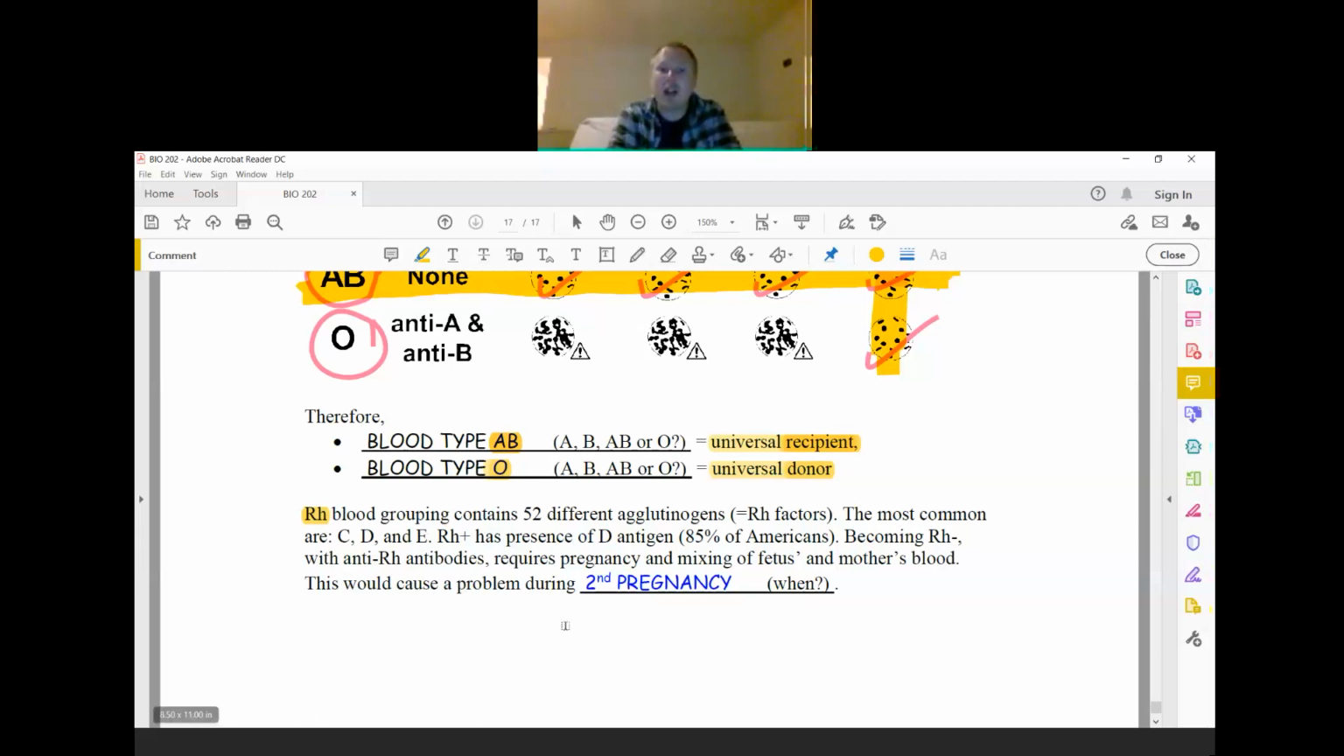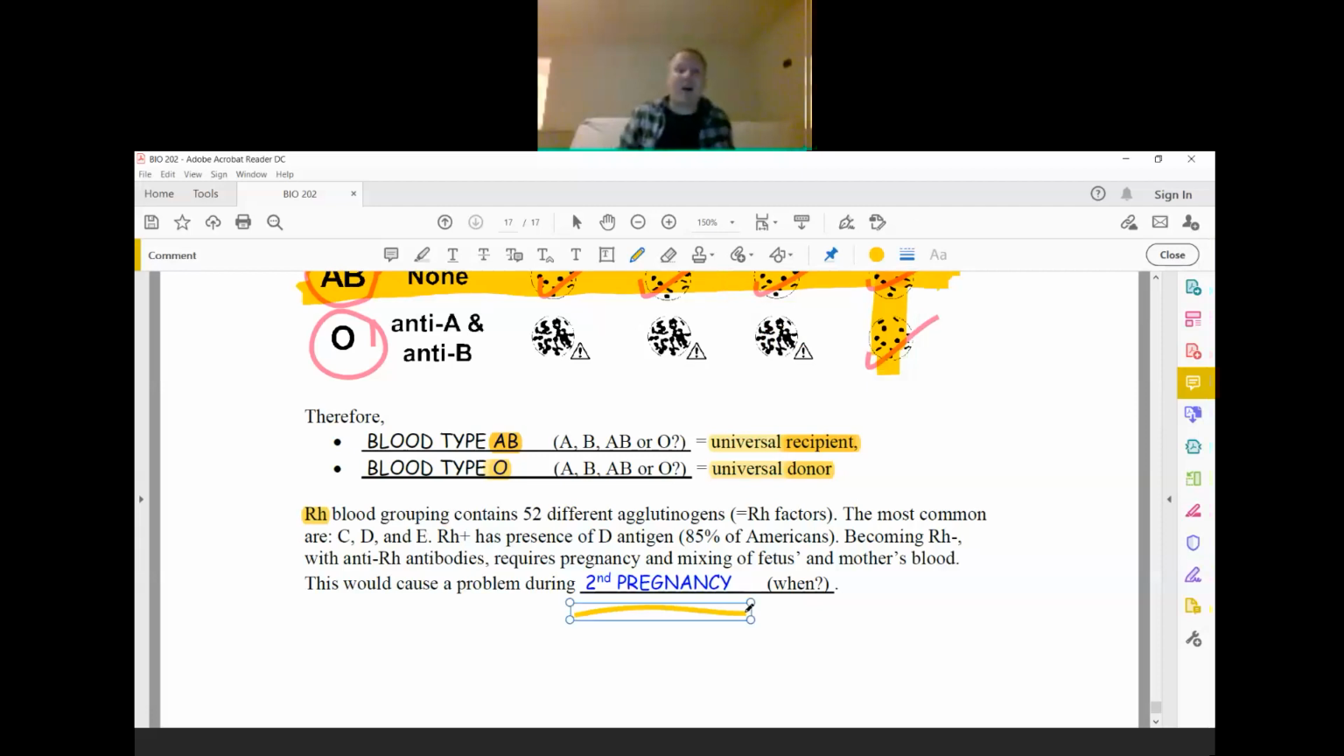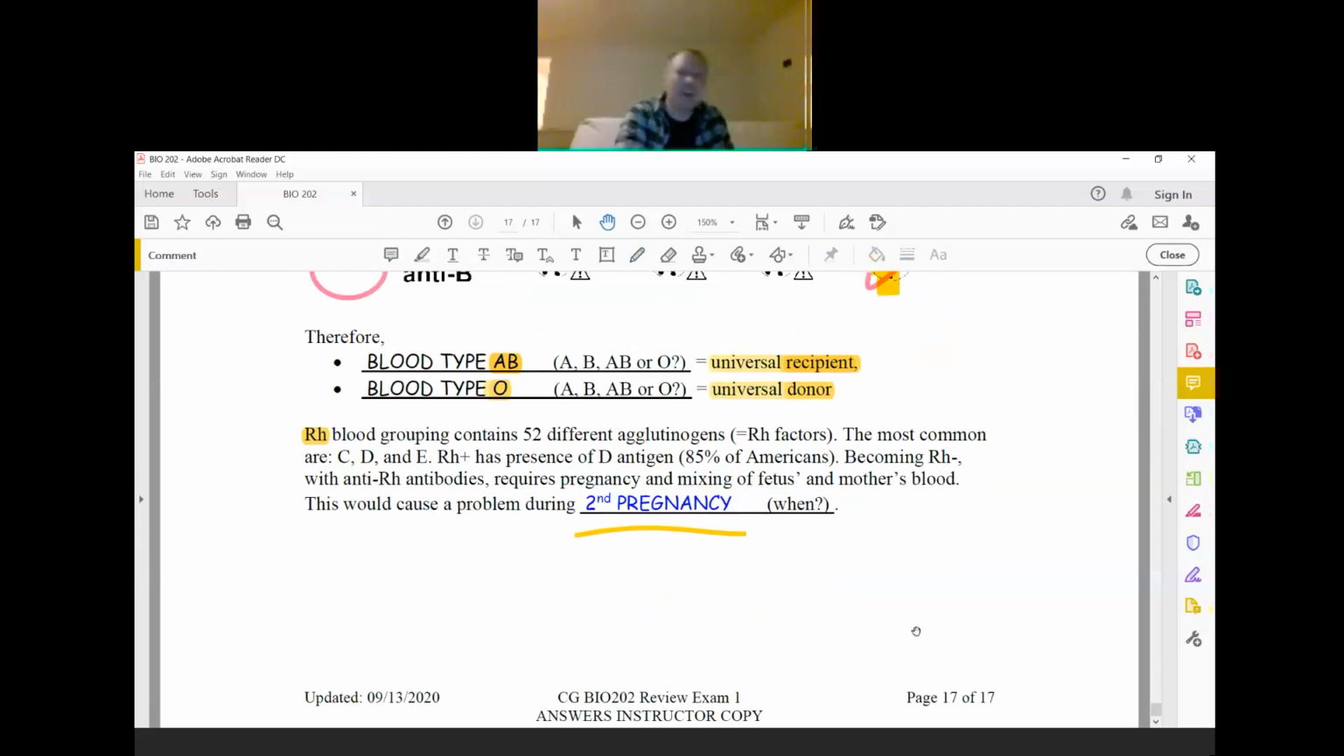So Rh positivity or negativity was really an issue only in terms of a second pregnancy, if there had been mixing of the blood of different blood types, Rh positive and Rh negative, during the delivery of the first child. So that's all you need to know for this exam.